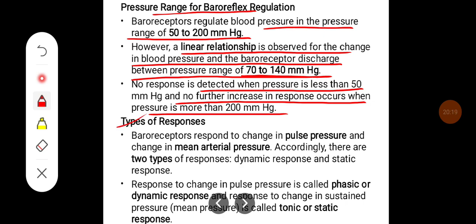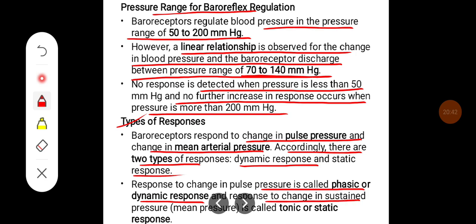There can be different types of responses. Baroreceptors respond to change in pulse pressure and change in mean arterial pressure. Accordingly, there are two types of responses: dynamic response and static response. Response to change in the pulse pressure is called a phasic or dynamic response, and the response to change in sustained pressure, that is mean pressure, is called a tonic or static response.